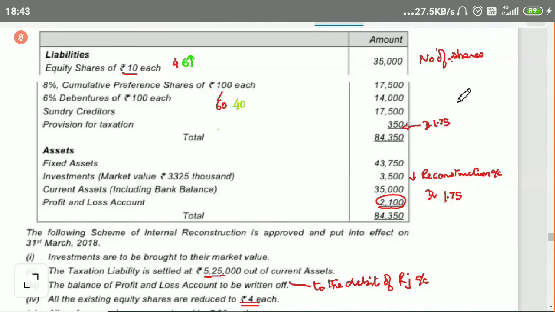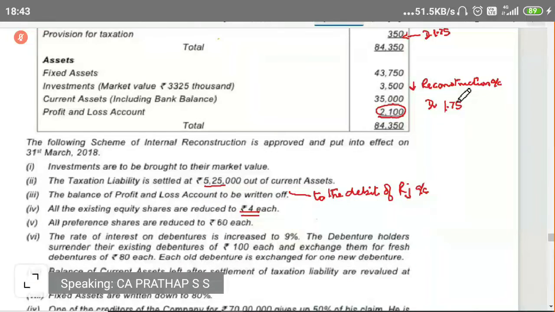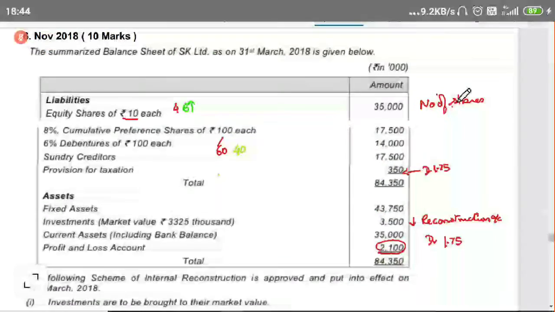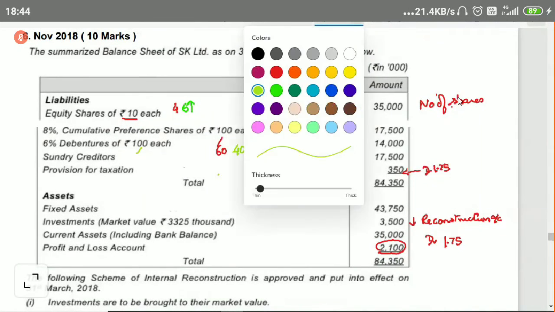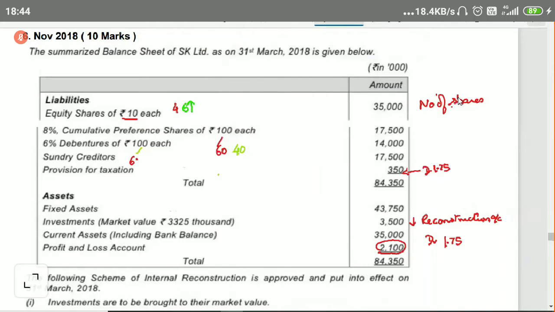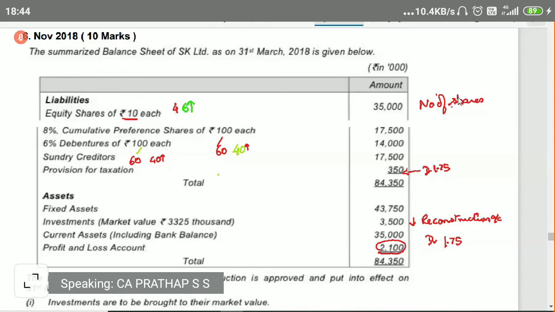Debenture holders also sacrifice. The rate of interest on debentures is increased to 9%. The debenture holders surrender their existing debentures of 100 each in exchange for fresh debentures of 80 each. Here they have also sacrificed, so it has come down. The gain is again a gain for the company, which will be credited to reconstruction account. Are you understanding? Then quickly we'll do the journal entries and close the sum.